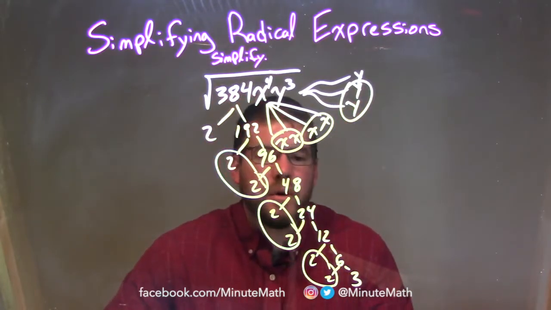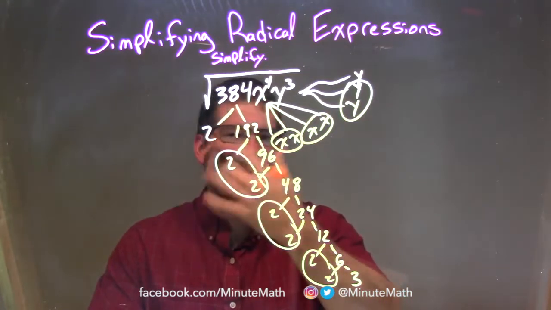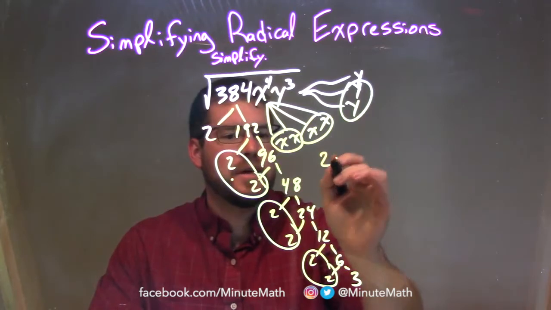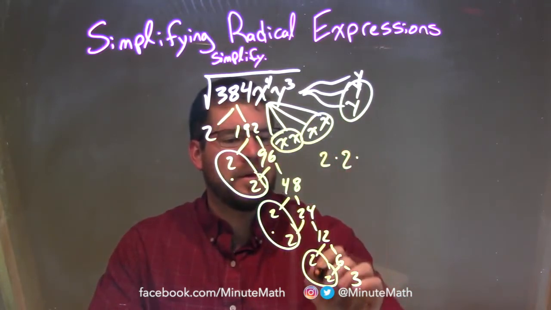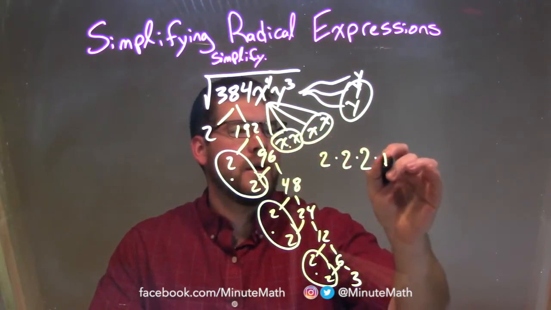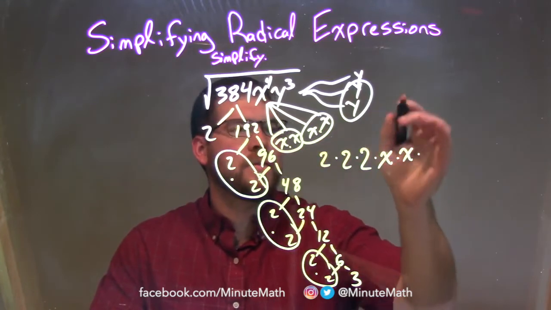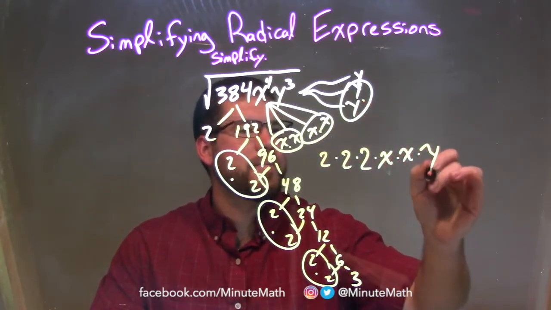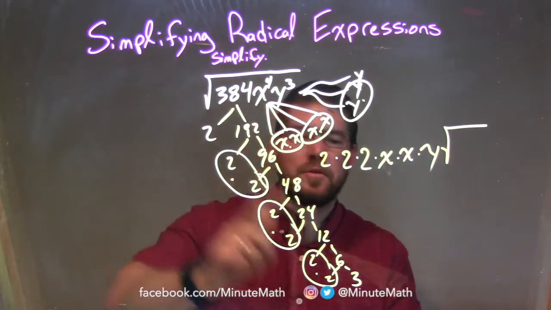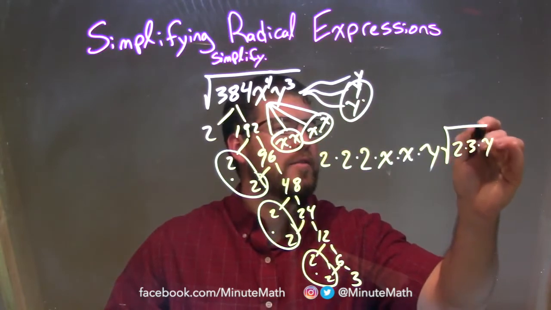Okay, so we write our pairs. For every pair, we put one representing that on the outside of the square root. So we have one pair of 2 right there, times this pair of 2's, times this pair of 2's, times one pair of x's there, times another pair of x's, times another y. The square root, what's left on the inside, is all the singles, which were the 2, the 3, and the 1y. So we have 2 times 3 times y inside the square root.